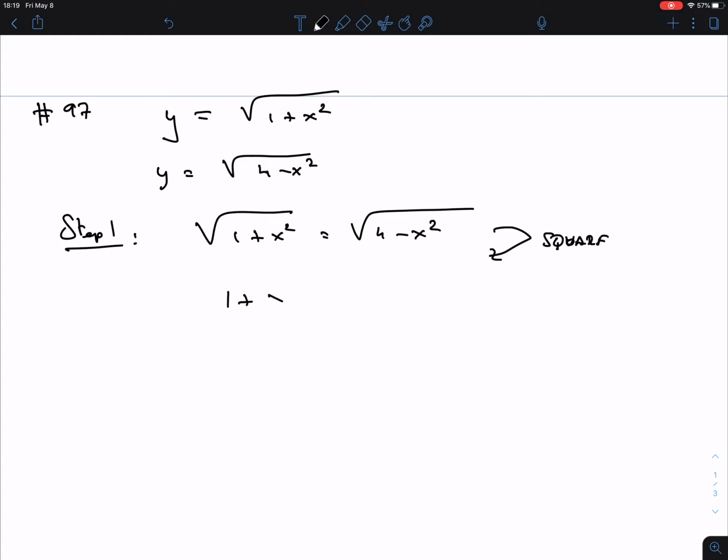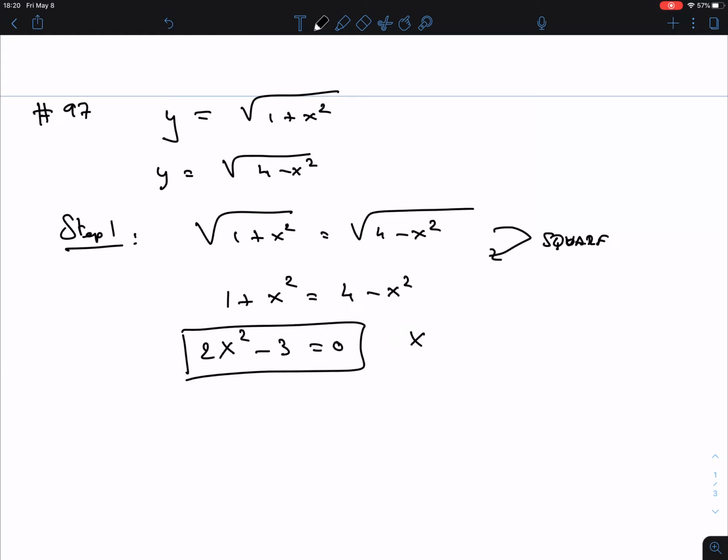And then we get 1 plus x squared equals 4 minus x squared. So bring everything to this side. We get 2x squared minus 3 equals 0. So we get x squared. Now, if you have a binomial, then sometimes it's easier to solve for x squared, and then you can take x is now the positive or negative square root of 3/2. Don't forget there are two square roots, a positive and a negative one.